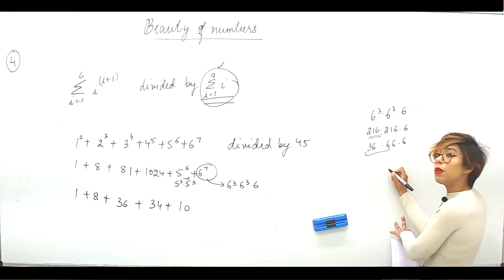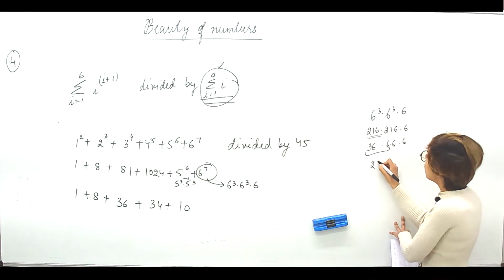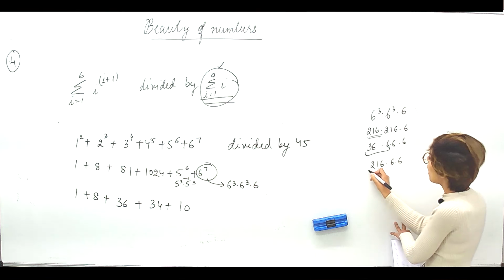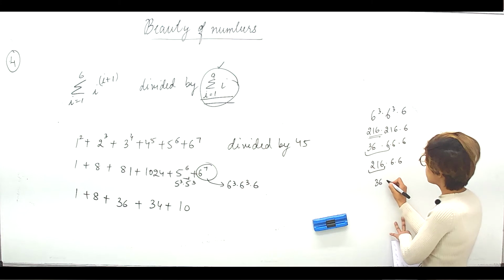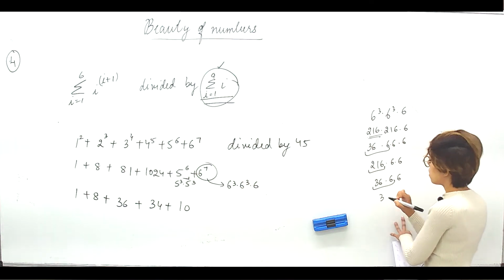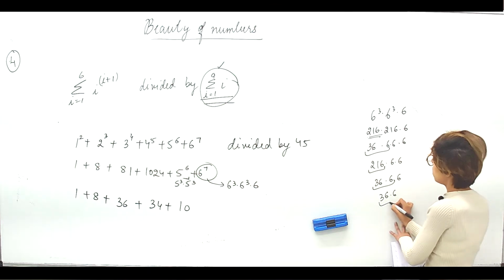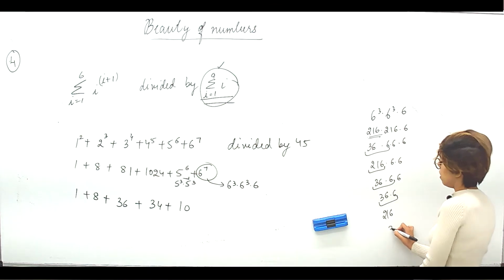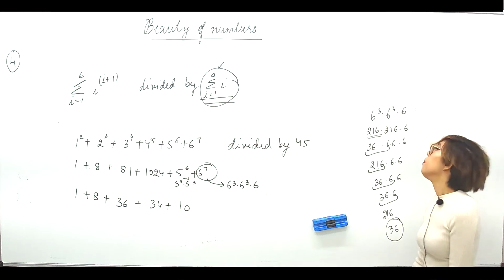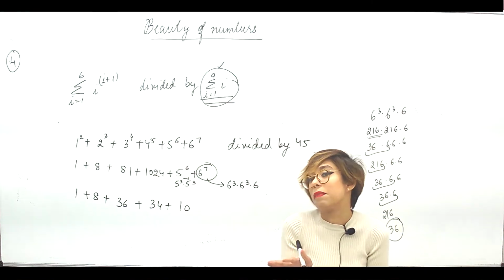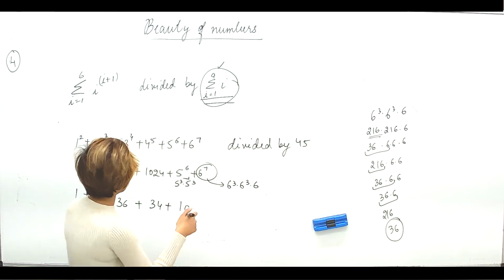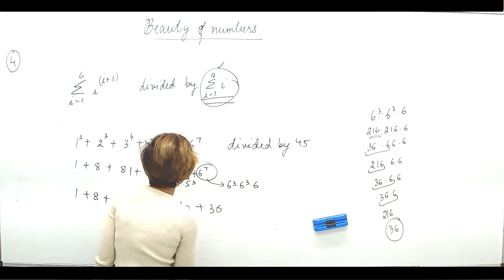Now this is what? 216, right? This is 216 into 6 into 6. Again when I divide this by 45, my remainder is 36. So 36 into 6 into 6. This is again 216. That means the remainder is 36 into 6. So this is 216. Remainder is 36. Or maybe you can just evaluate this and divide by 45. I think it will take the same amount of time. So plus 36.